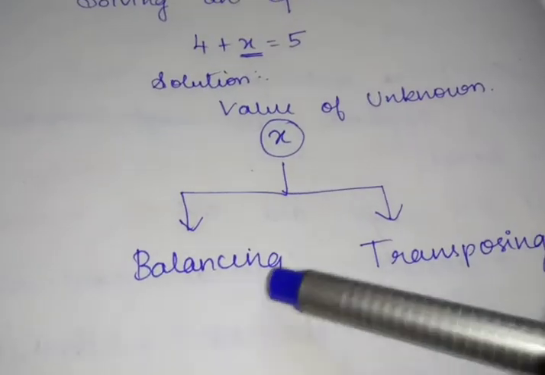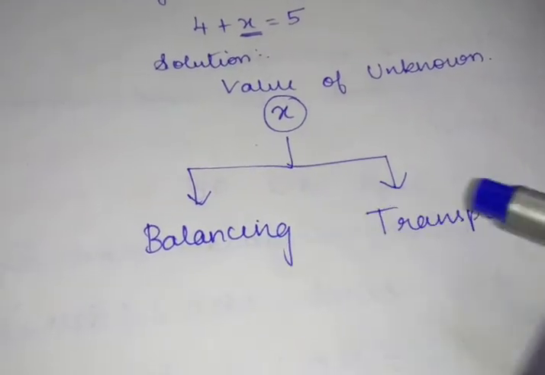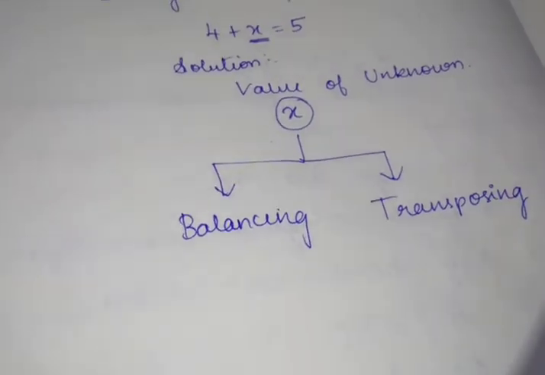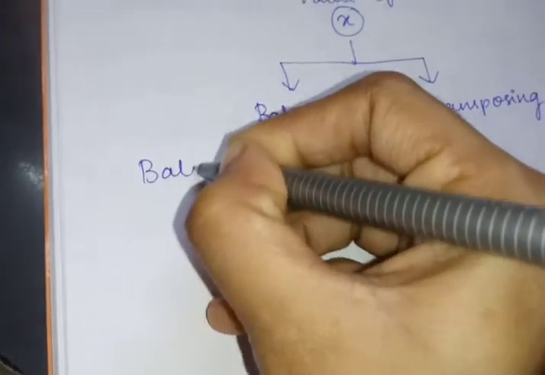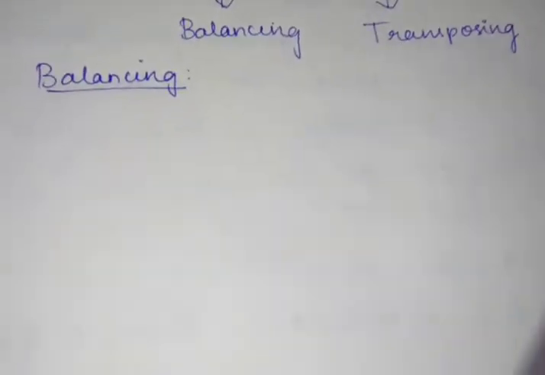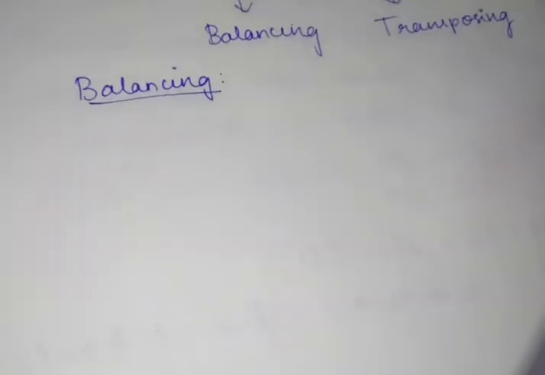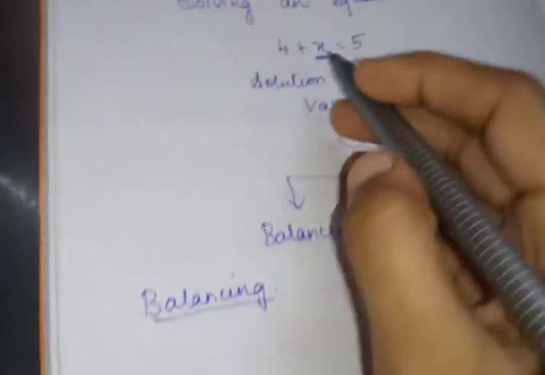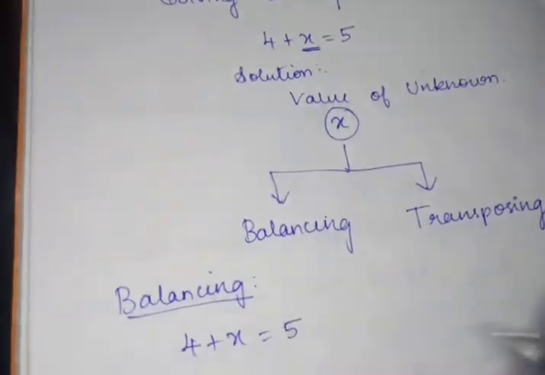So there are two methods to solve the equation: balancing method and transposing method. Now in this exercise we are dealing with only the balancing method. So now I'll just give you a clue to find the solution using the balancing method. So shall I take this equation itself? 4 plus x is equal to 5.